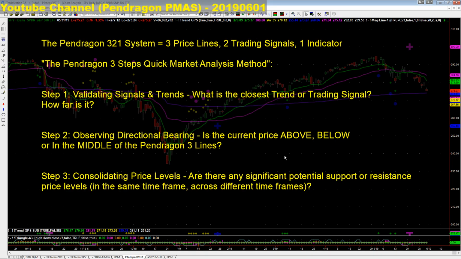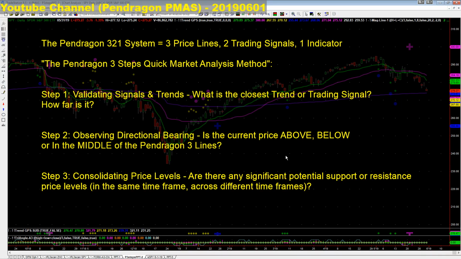So, first, a quick recap. The Pendragon 3-2-1 system consists of 3 price lines, 2 trading signals, and 1 sets indicator. And all you need to use it is 3 quick, easy steps. Step 1 is to validate the signals and the trends. So we're going to look for the closest trend or trading signals, and how far is it from the current trading price?